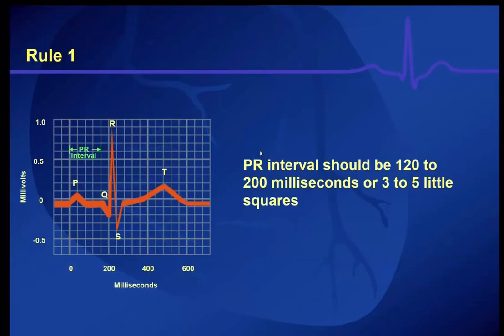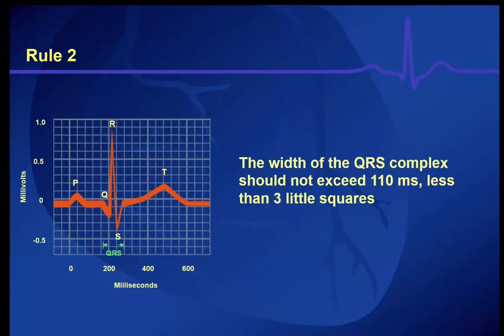Then we go on to the QRS. As we have told you, the QRS should be narrow. The QRS should not exceed 110 milliseconds, or not exceed 3 small squares. If it is more than that, then we are talking about a bundle branch block.